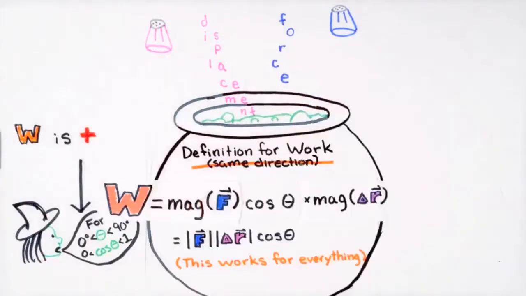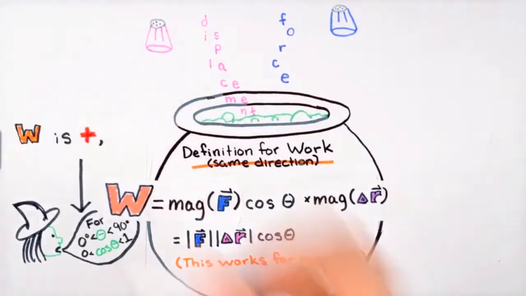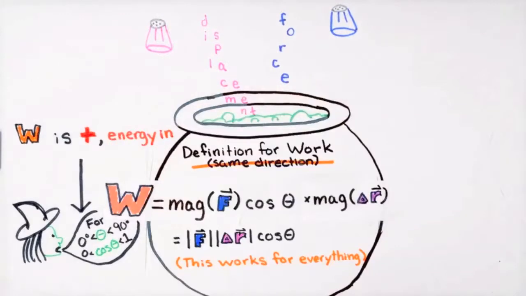So the work done in this second example would be positive. Energy is transferred into the system from the surroundings, and the system speeds up. But not as much as in the first case, where the force and the displacement are aligned.